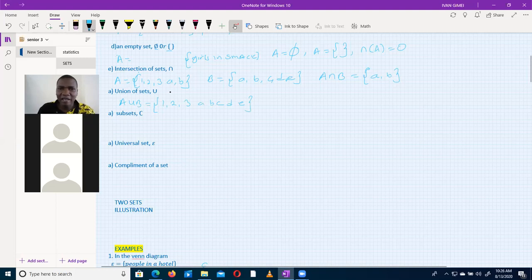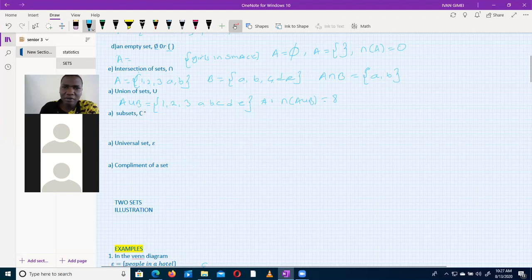I have all the elements represented, but I'm not repeating them. So I just have 1, 2, 3, A, B. There is A, B here, I don't repeat it. So I go to C, D, E, like that. So the number of elements in A union B will be equivalent to 1, 2, 3, 4, 5, 6, 7, 8. That's what we use. These are things we looked at in Form 2. So we're not doing anything different here.